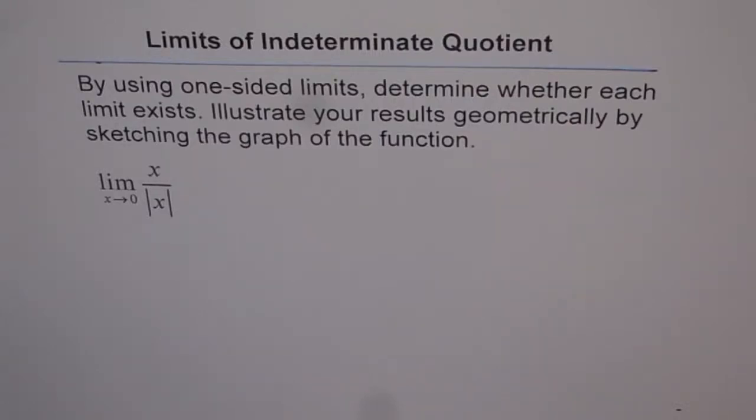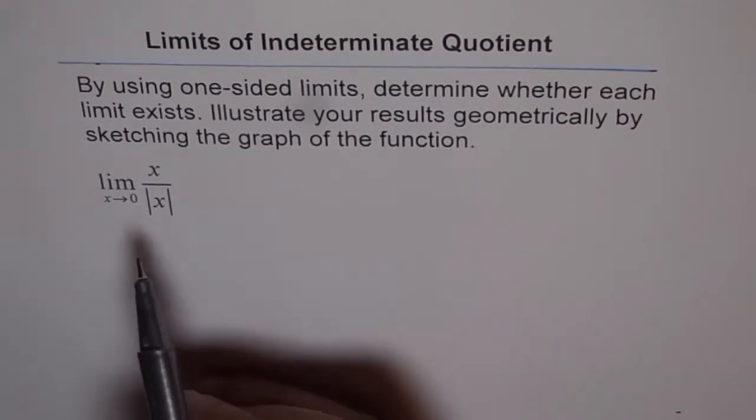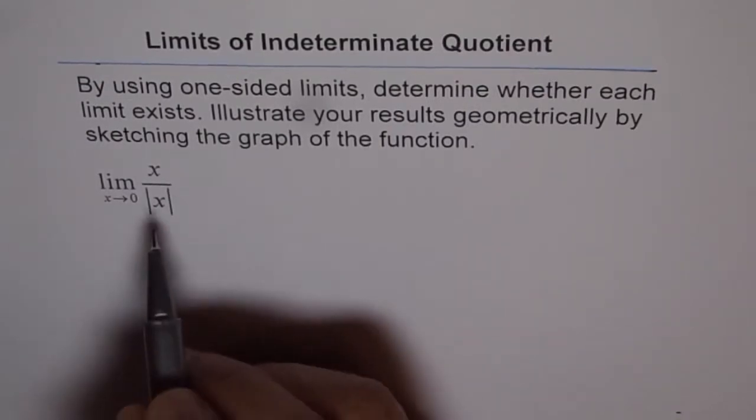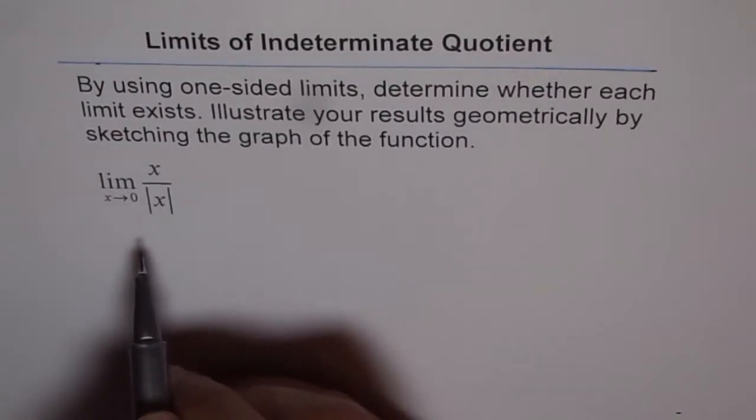By using one-sided limits, determine whether each limit exists. Illustrate your results geometrically by sketching the graph of the function. So we have limits with absolute functions here, and we'll try to figure out how to define and get the limit in this case. So first let's understand what is absolute function, right?